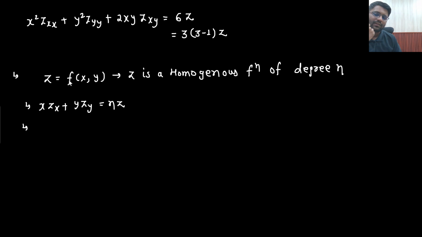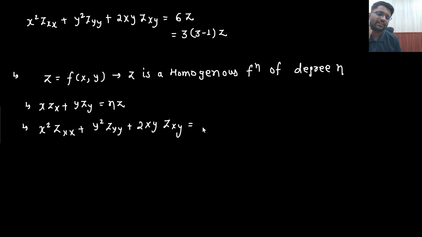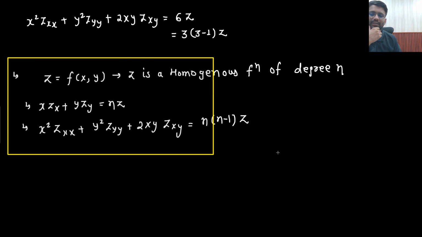Next, pick x square. Since there is a square, so double differentiation. Then pick y square, double differentiation. Do you remember x plus y whole square? Yes, sir. So x square plus y square plus 2xy. Since there is xy, so differentiation xy. What did the answer come out to be? n into n minus 1 into z. This is the conclusion that we have made.